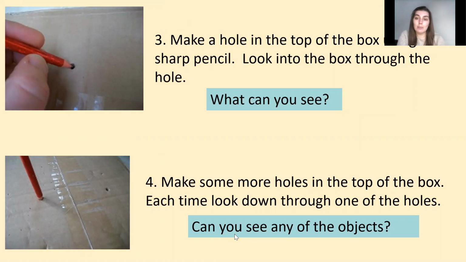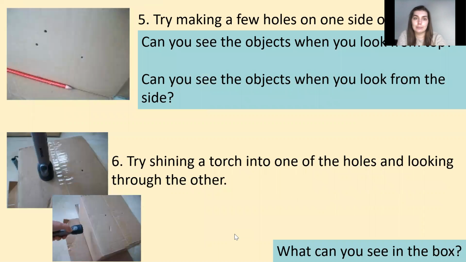Then you're going to make some more holes in the top of the box. Each time, look down through one of the holes. Can you see any of the objects yet? Next, try making a few holes on one side of the box. Can you see the objects when you look from the top? And then can you see the objects when you look from the side?